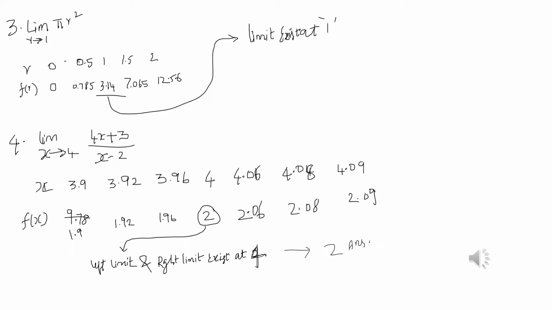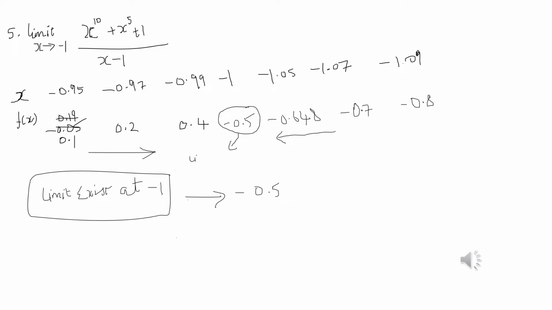All right, simple. The fourth question is the limit as x approaches 2 of 4x plus 3 and x minus 2, which is the f of x function. Here also I substituted the left limit series, from 1.9 to 1.96, and the right limit series, that is 2.06, 2.08 and 2.09. When we substitute the left and right limits, the f of x would be 2, which falls between 1.96 and 2.06. So this limit exists and the answer would be 2.